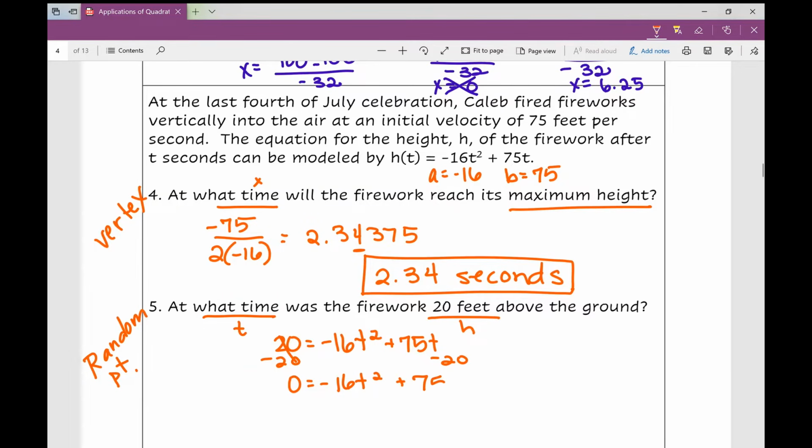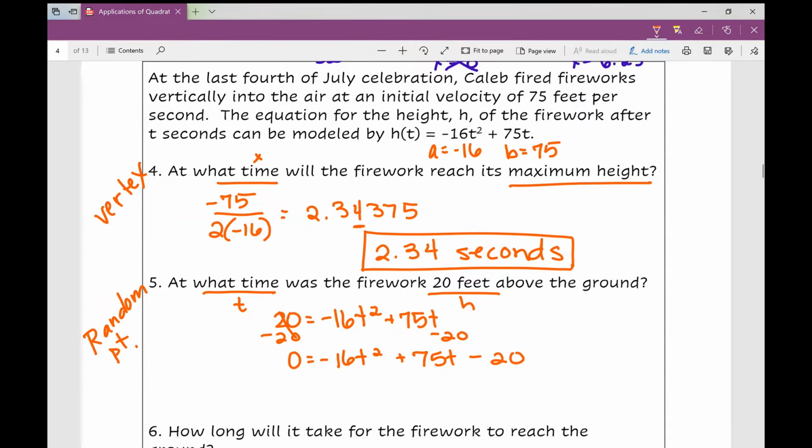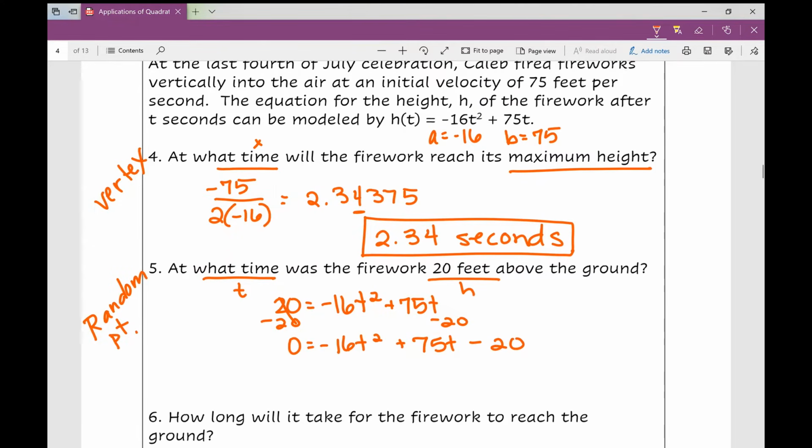And now I'm solving. And we've done different ways to solve. We've solved by factoring. We've solved using the square root method. We've solved using the quadratic formula. And you may even know how to solve using your calculator. I'm going to use the quadratic formula for this one. So this is negative 16 is A, 75 is B, negative 20 is C.